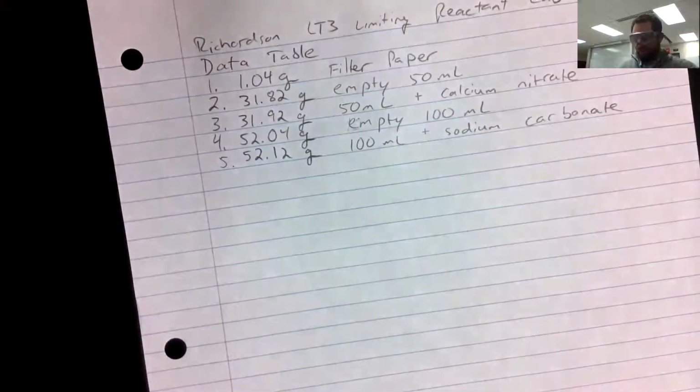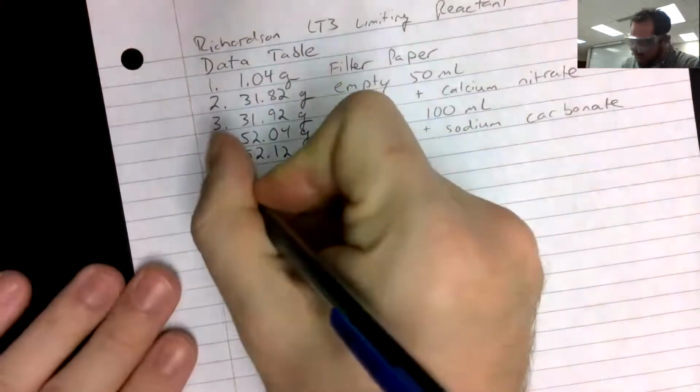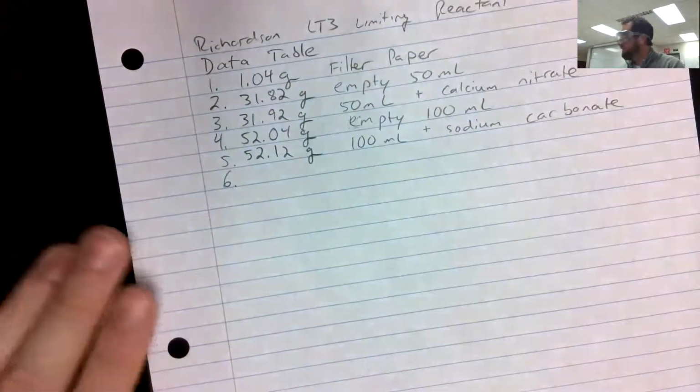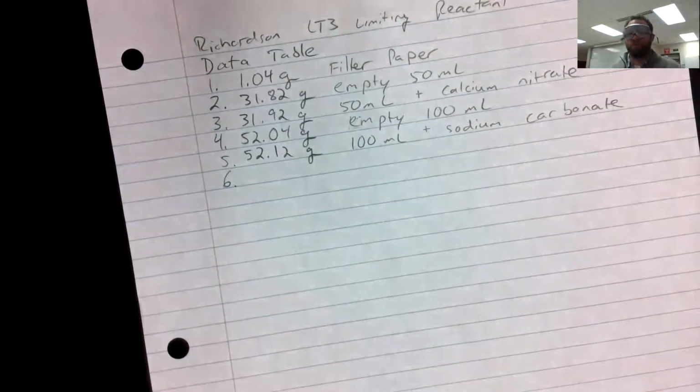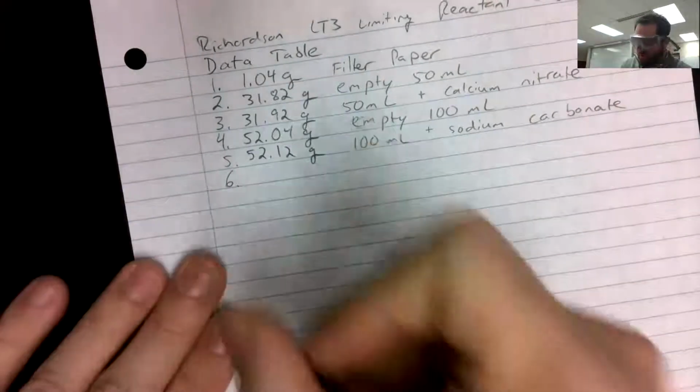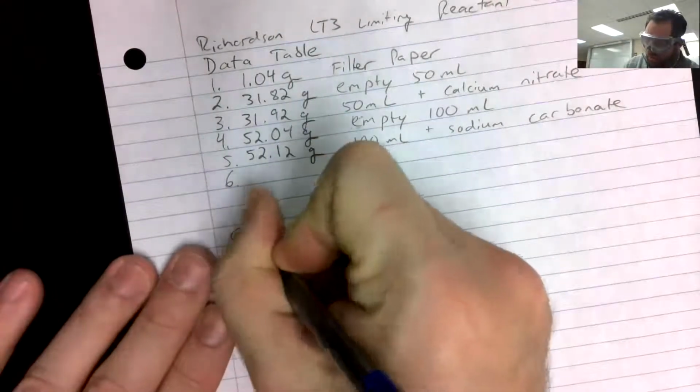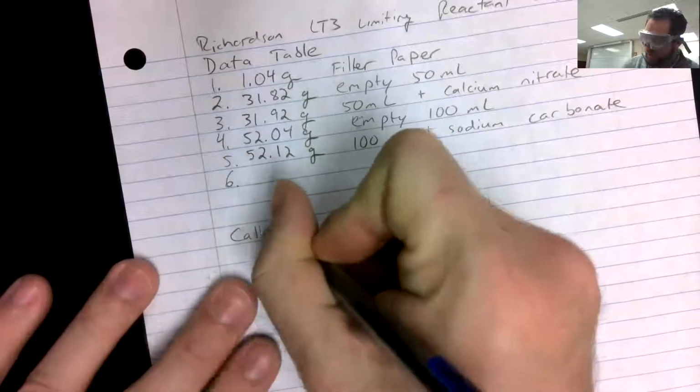So here's my data table, and I am going to have a sixth point of data, but I'm not going to be able to get there until next week when we come back and we look at our dried filter paper. So I'm going to leave that blank for now, and I'm skipping maybe a line or two here. And I'm going to go down and start a new column called the calculations.